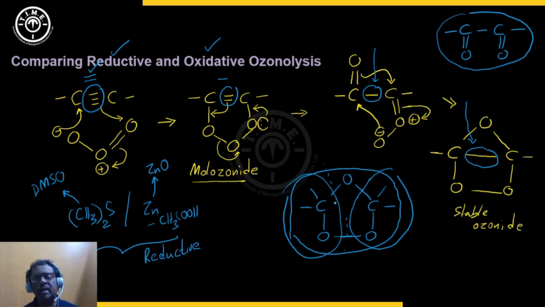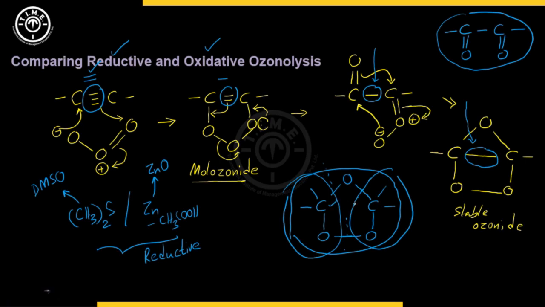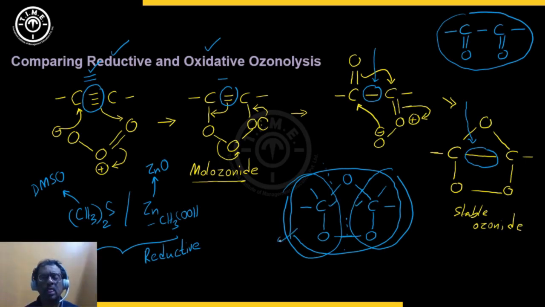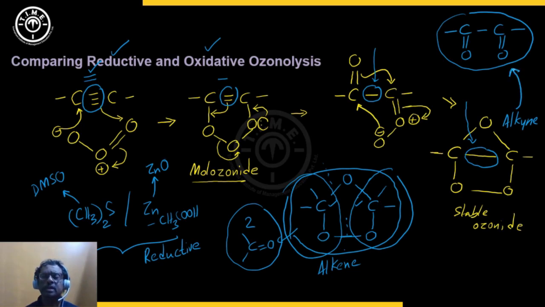But for an alkene, there is no bond between carbon and carbon. And therefore, alkene will form two such carbonyl compounds. So this is coming from an alkene. And this is coming from an alkyne. Alkyne ozonide on reductive ozonolysis gives this. And alkene ozonide on reductive ozonolysis gives two carbonyl compounds.